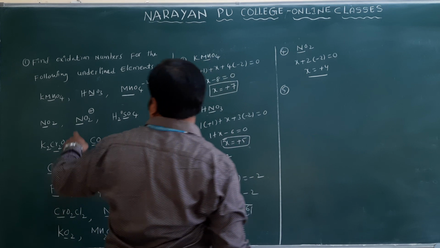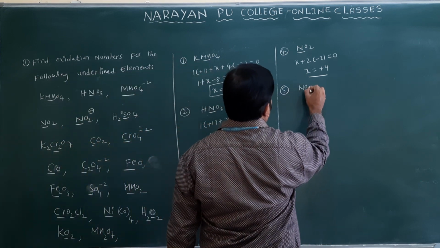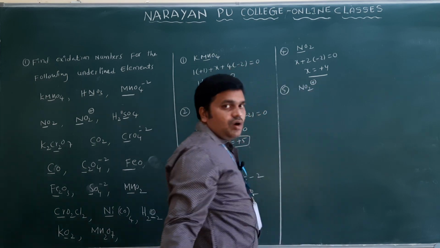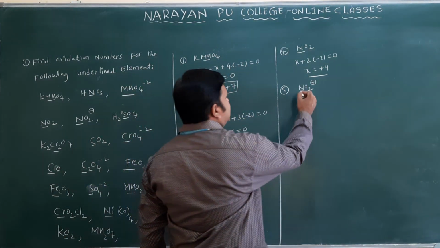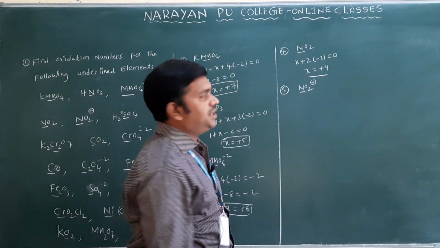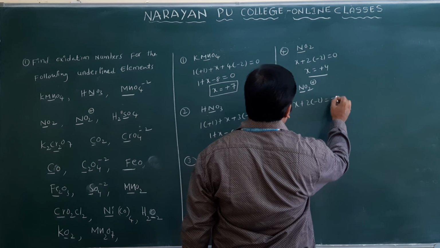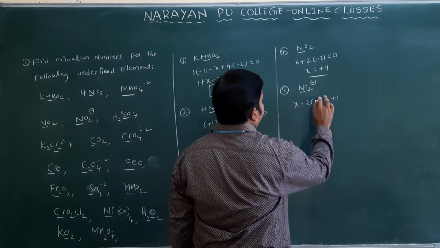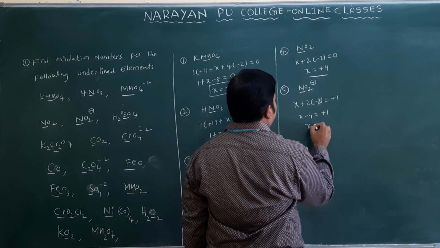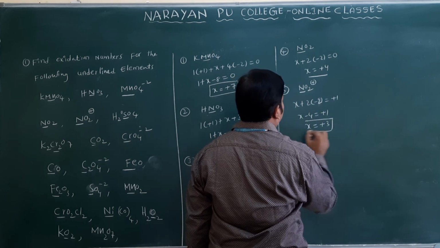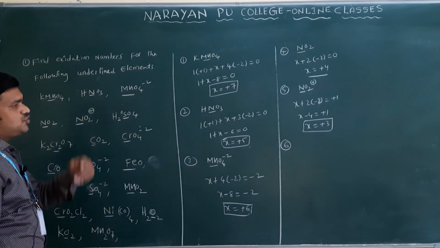Next, the fifth one we have is NO2+. Can you say this is also a compound ion? Yes, it has a positive charge. The element to find is nitrogen. So X plus 2 into -2 is equal to +1. X minus 4 is equal to +1. X equal to +3. Next you can see H2SO4.